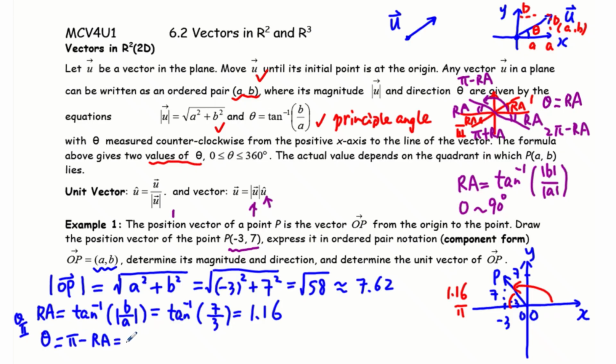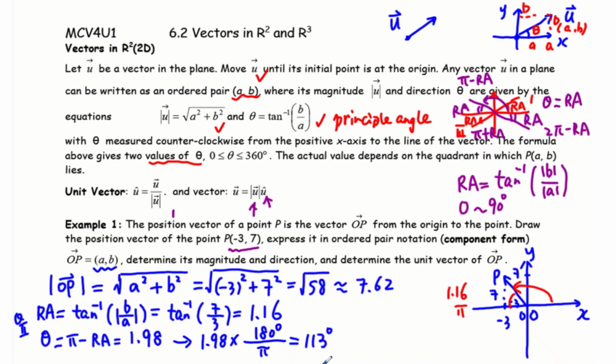Give us around 1.98 radians. If we want to change it to degrees, 1.98 times, here we put pi, 1 pi equals 180 degrees, radians at the bottom to cancel out, then we have degrees left, which is around 113 degrees. Then this is our direction.